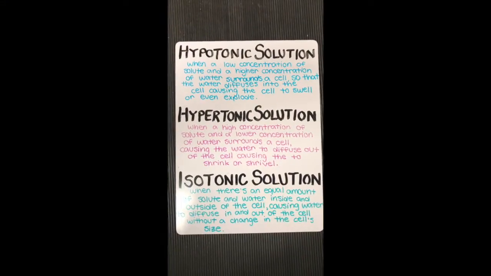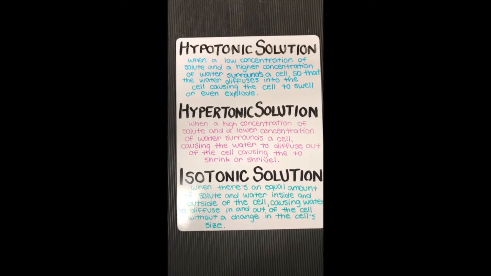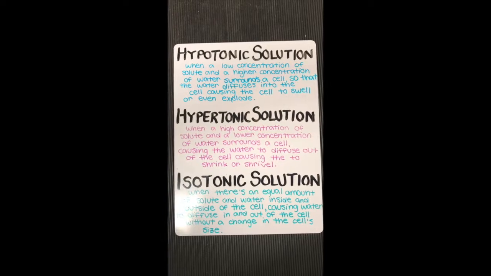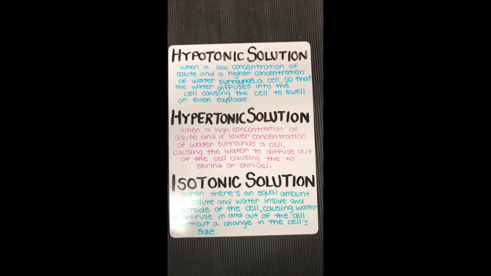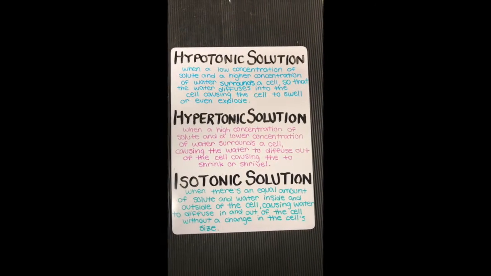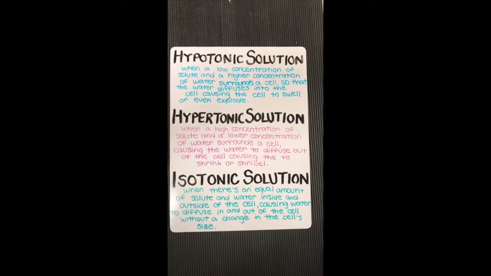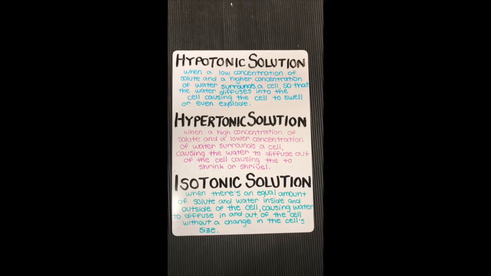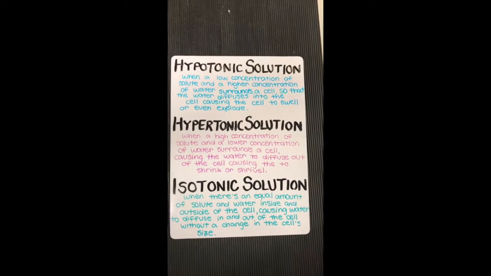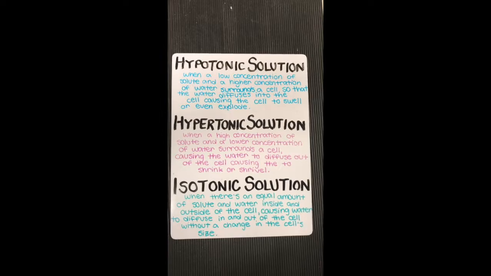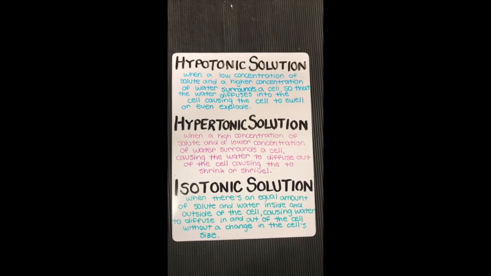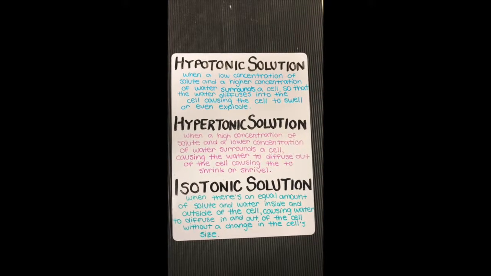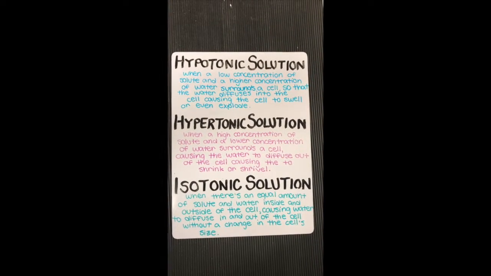Throughout Chapter 3, we also discussed the different types of solutions. Hypotonic solutions. When a low concentration of solute and a higher concentration of water surrounds a cell so that the water diffuses into the cell, causing the cell to swell or even explode. Hypertonic solutions. When a high concentration of solute and a lower concentration of water surrounds a cell, causing the water to diffuse out of the cell, causing it to shrink or shrivel. And an isotonic solution is when there's an equal amount of solute and water inside and outside of the cell, causing water to diffuse in and out of the cell without a change in the cell's size.